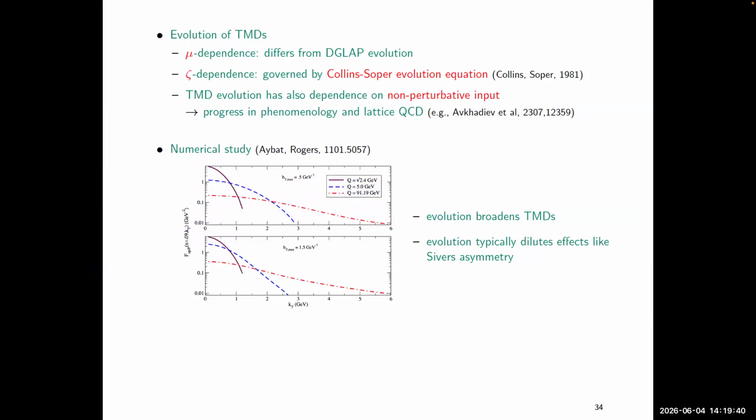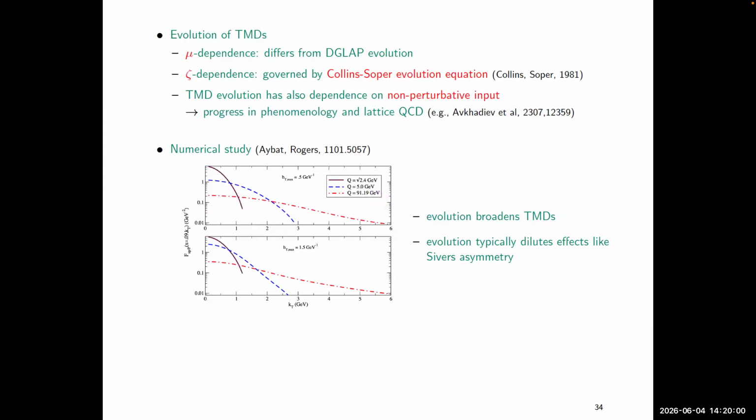On the x-axis, we have K-perp. So overall, the maximum goes down, but then the effect spreads out to larger KT. This is the main thing which happens due to this Collins-Soper evolution.